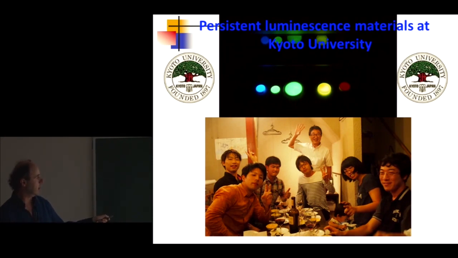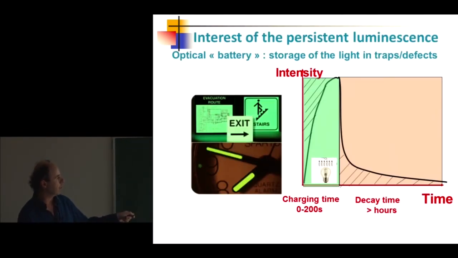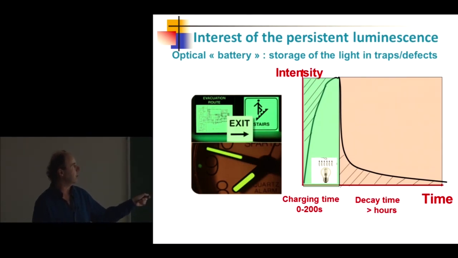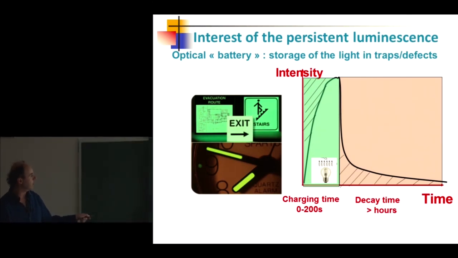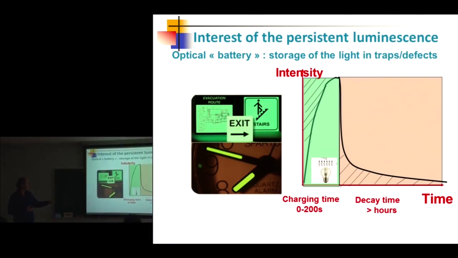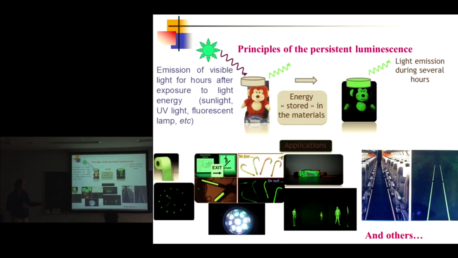And this is a group. You can recognize most of the persons here. And you can see that it's important to use this material to enhance persistent luminescence and to make materials with a lot of interest. So we can also call that an optical battery, because in that case you can store energy in the battery, and you can release the energy after several hours. So it's very interesting, for instance, for the exit sign, or for lighting, or for different applications, LED now, or something like that.